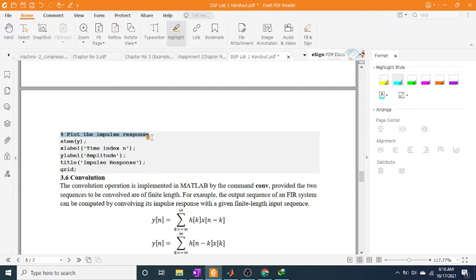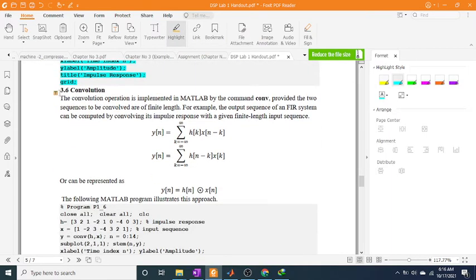%Plot the impulse response. stem(y); xlabel('Time index n'); ylabel('Amplitude'); title('Impulse response'); grid.